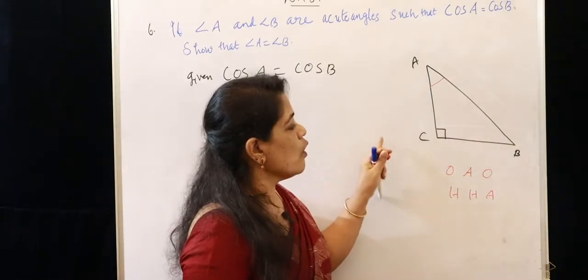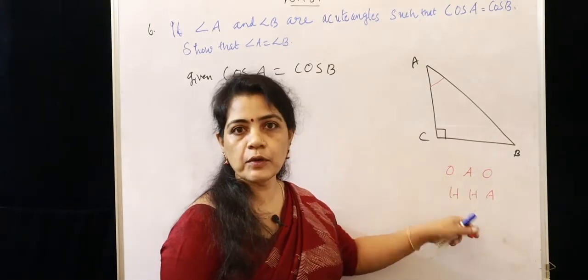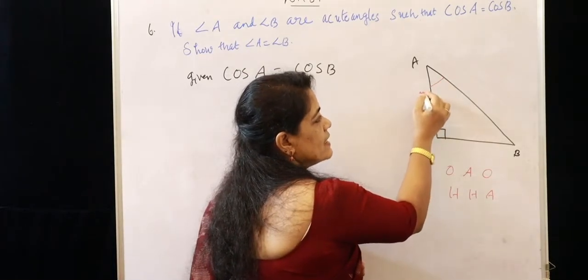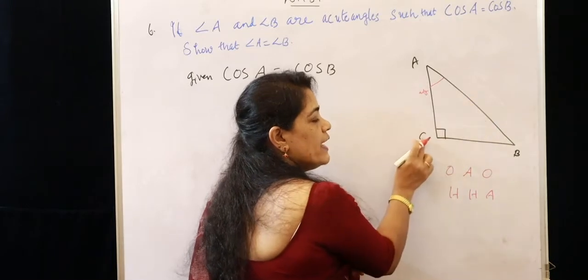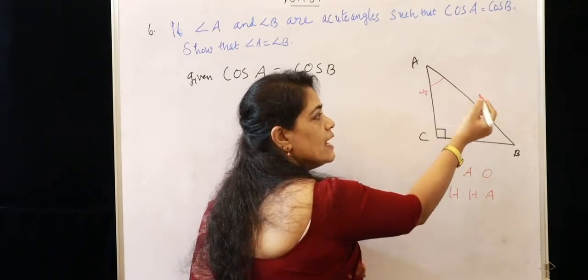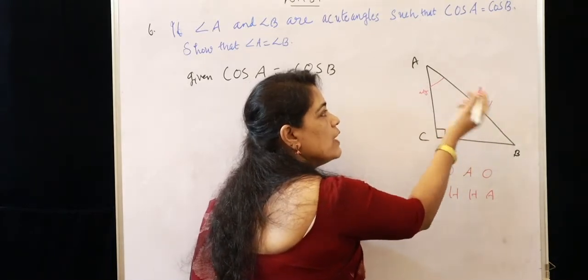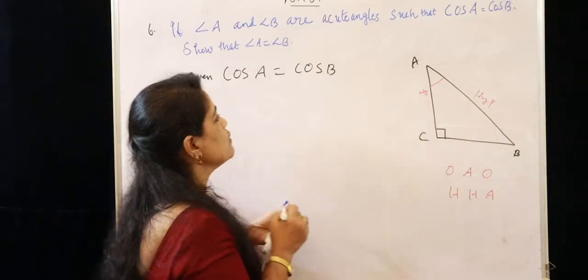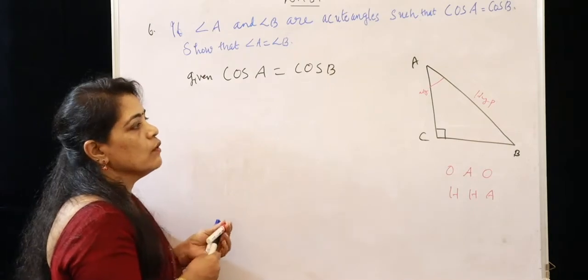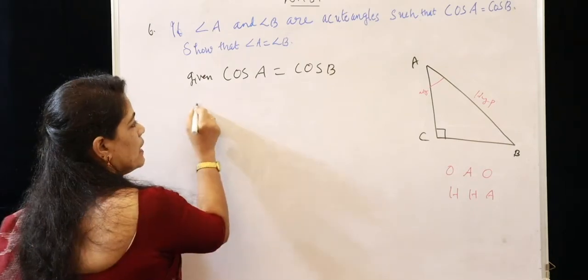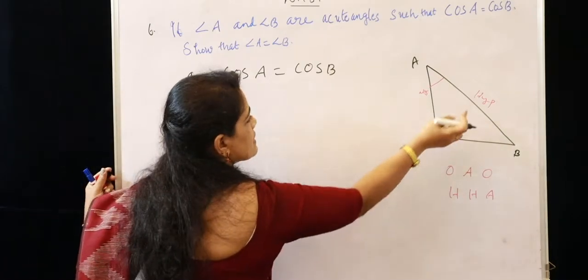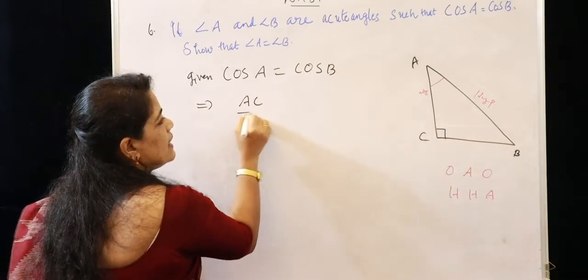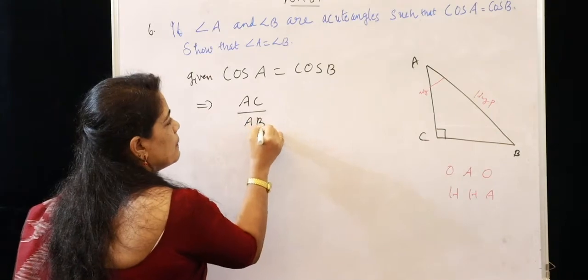Understood? So cos A, that is adjacent by hypotenuse. So this is adjacent with respect to angle A. Okay, and definitely the side opposite to 90 degrees is the hypotenuse, always, no change whether it is angle A or angle B. So we can write what is cos A. Cos A is equal to adjacent by hypotenuse, that is AC divided by AB.